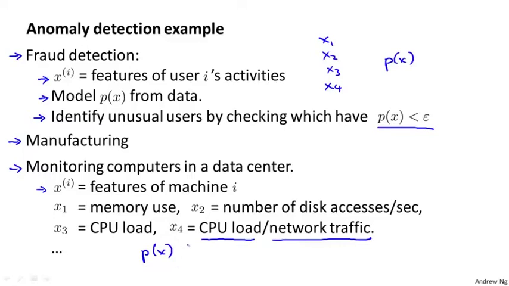And if you ever have a machine whose probability of X, P of X, is very small, then you know that machine is behaving unusually, and maybe that machine is about to go down, and you can flag that for review by a system administrator. And this is actually being used today by various data centers to watch out for unusual things happening on their machines. So that's anomaly detection. In the next video, I'll talk a bit about the Gaussian distribution and review properties of the Gaussian probability distribution. And in videos after that, we'll apply it to develop an anomaly detection algorithm.